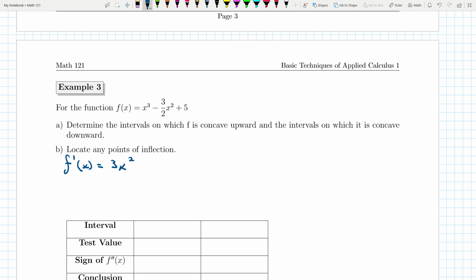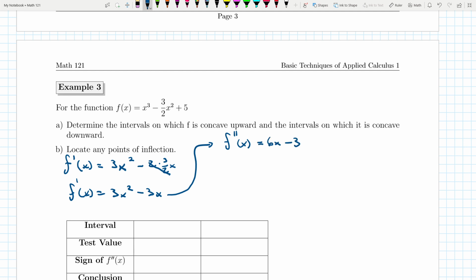3x squared minus 2 times 3/2 of x, and the derivative of 5 is 0. Notice how these 2's cancel, and f prime equals 3x squared minus 3x. Okay, so now that we have the first derivative, let's find the second derivative. That's 6x minus 3.